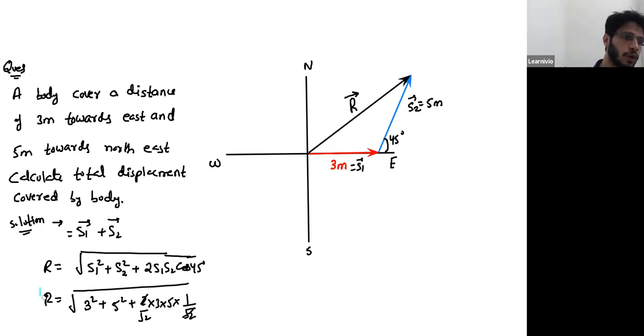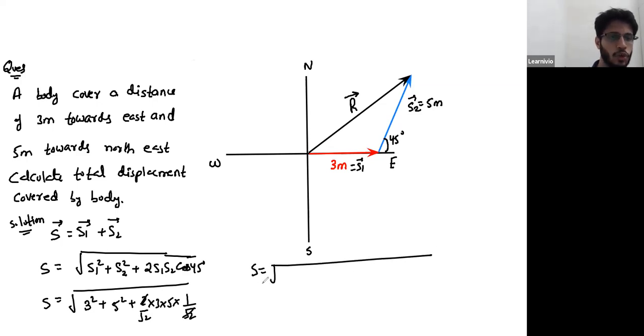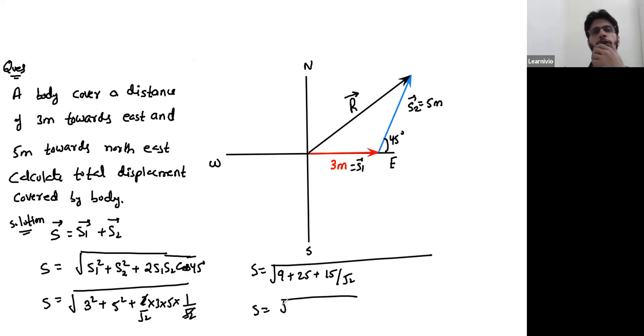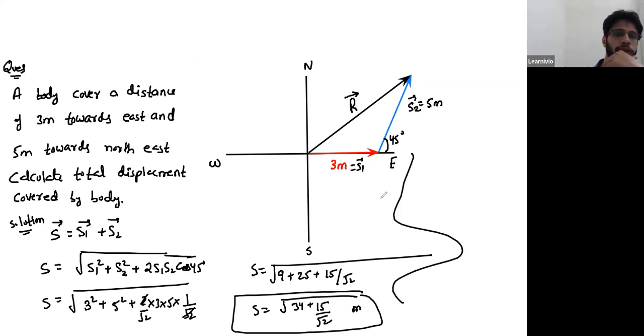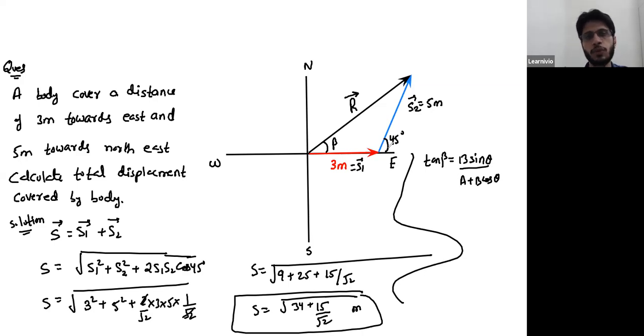I should represent the total resultant not by R but by S, total displacement, because it's displacement. So I can write this total displacement S as root over 9 plus 25 plus 15 by root 2. 25 plus 9 is 34, plus 15 by root 2 meter. I'm not solving it further. The last part is direction. Say it's making some angle beta with this. So we can calculate tan beta. The formula of tan beta is B sine theta by A plus B cos theta. Faiza, can you decide out of S1 and S2 which one is vector A and which one is B?